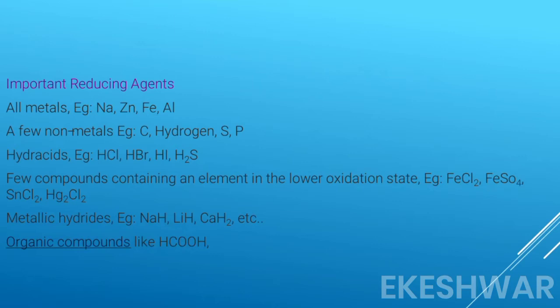Important reducing agents are all metals, for example Na, Zn, Fe, Al. A few non-metals, for example C, hydrogen, S and P. Hydrides, for example HCl, HBr, HI, H2S. A few compounds containing an element in a lower oxidation state, for example FeCl2, FeSO4, SnCl2, Hg2Cl2. Metallic hydrides, for example NaH, LiH, CaH2, etc. Organic compounds like HCOOH.